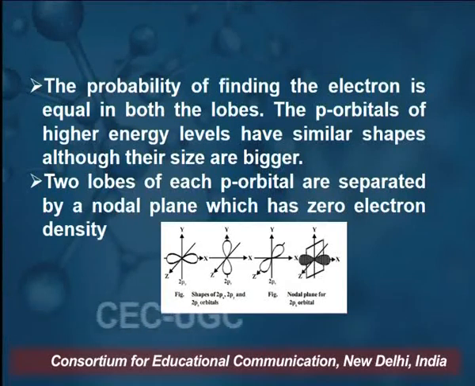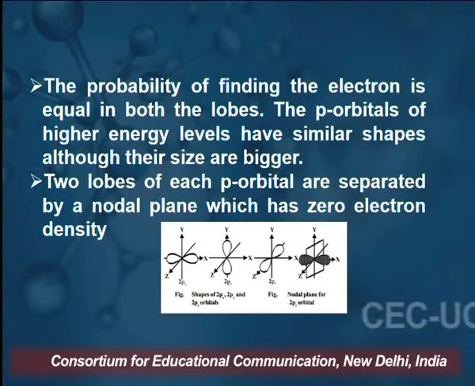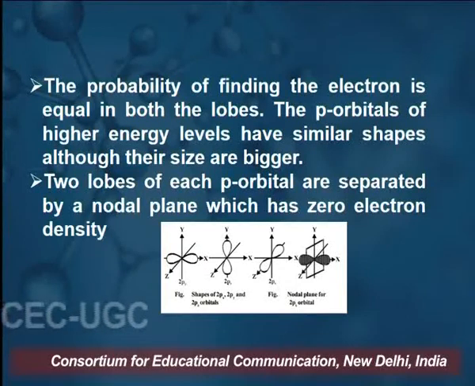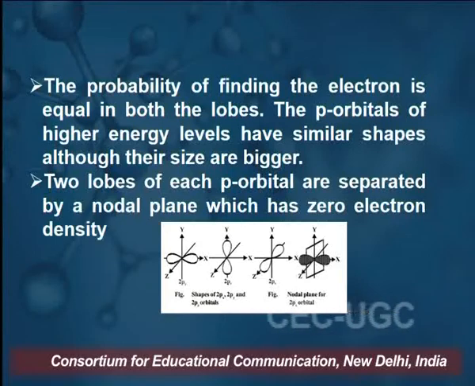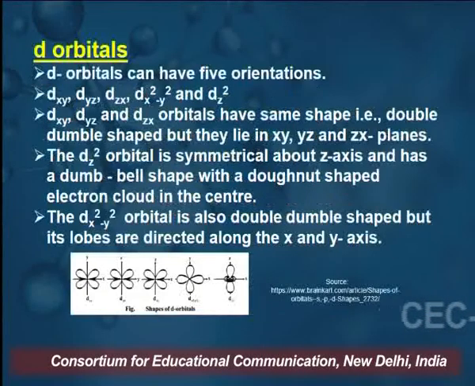The p orbitals of higher energy levels have similar shapes, although their sizes are bigger. The two lobes of each p orbital are separated by a nodal plane which has zero electron density. D orbitals can have five orientations.